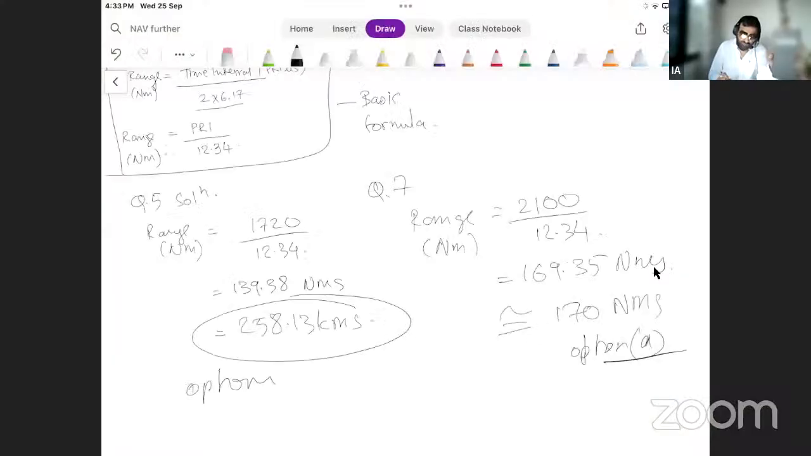Easy. So the formula is range is equal to PRI or time interval upon 12.34. Range will be in nautical miles. Be careful what options are given to you and then do unit conversions.